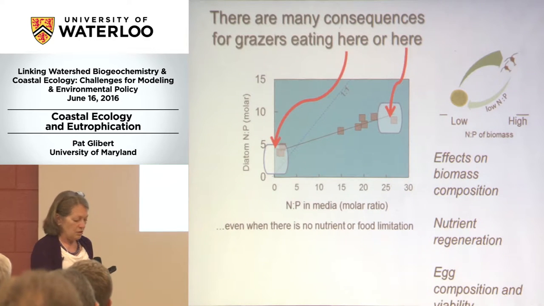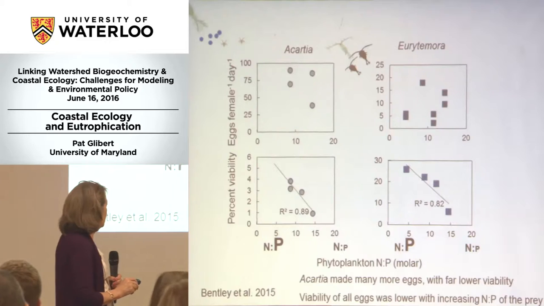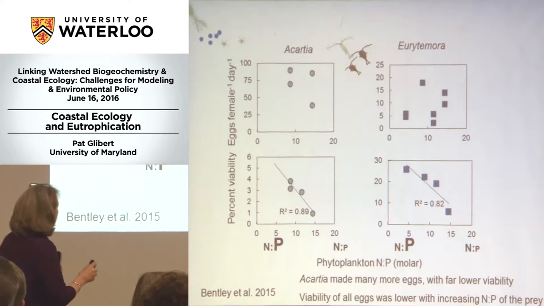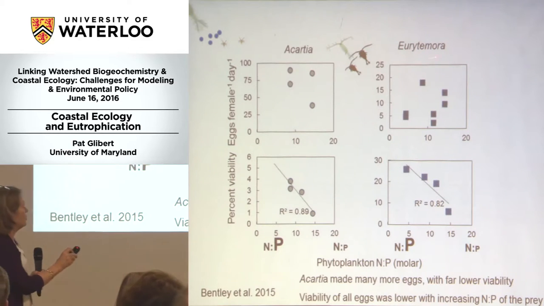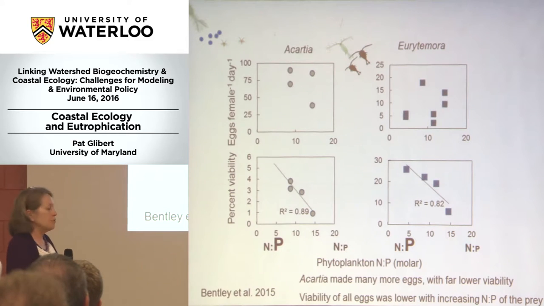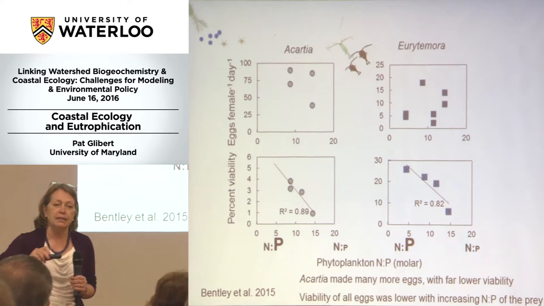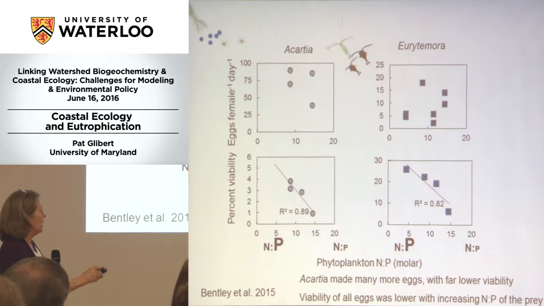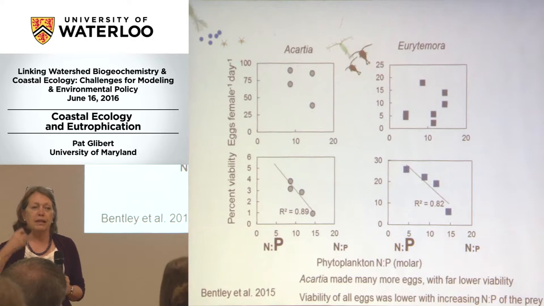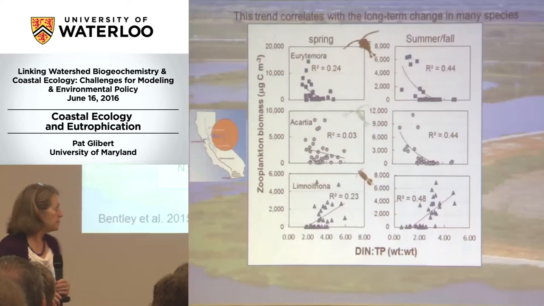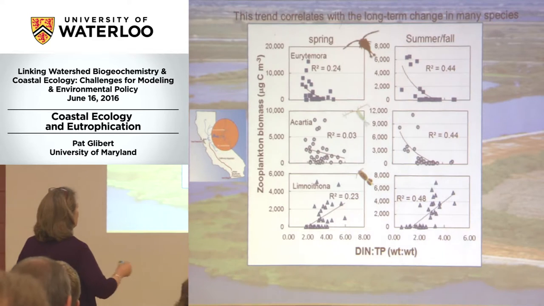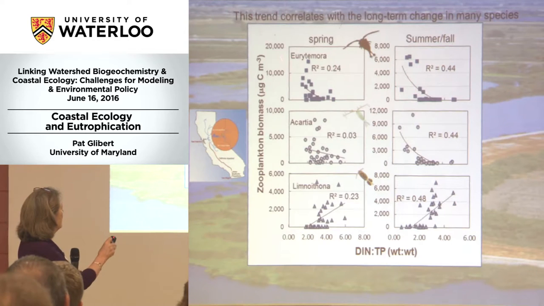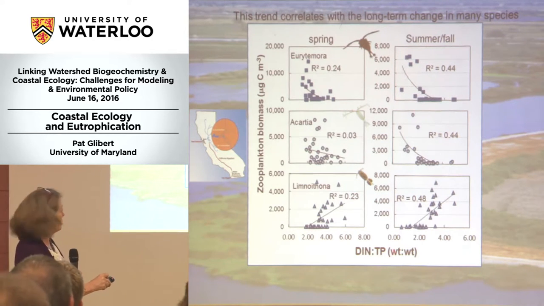And let's just take a moment and look at the effect on egg production and egg stoichiometry. Here are a couple of experiments that we've conducted using two different copepods, Acartia and Eurytemora, varying the N:P of the phytoplankton, keeping the carbon the same, and here's the percent viability of the eggs. It drops considerably as we drive into higher and higher N:P. We see this in the long term. This is California.